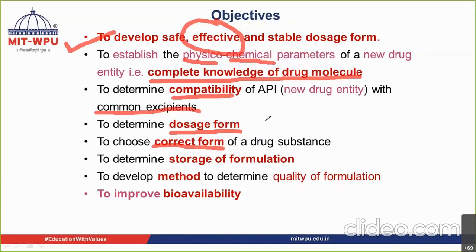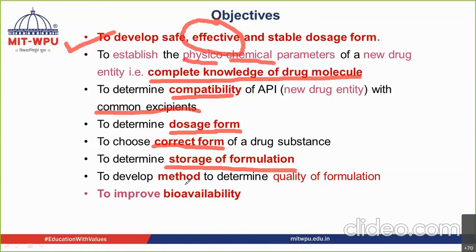Then there are different solvates, hydrates, salts that are present along with that drug substance. So you have to choose the correct form of the drug substance. Then the next thing that you have to do is determine the storage of the formulation. So what is going to be the storage of the formulation? Whether I have to store it in the cold, whether I have to store it away from light, okay? Whether I have to store it in a refrigerator, how I have to store that formulation? That idea also I get from the pre-formulation steps.